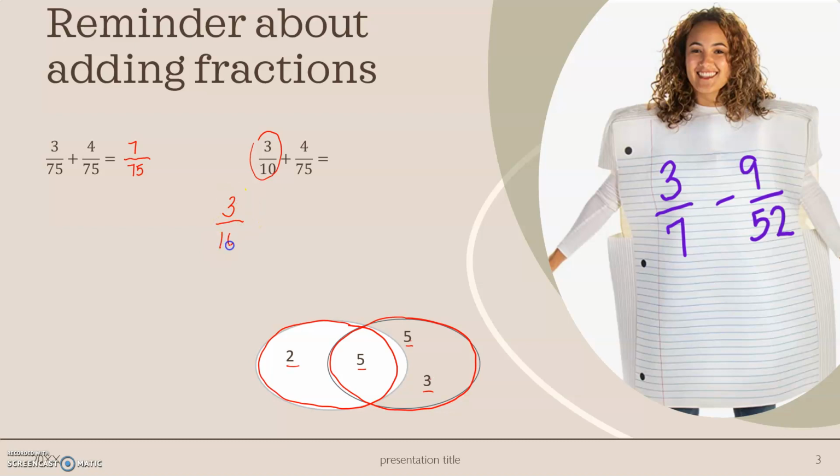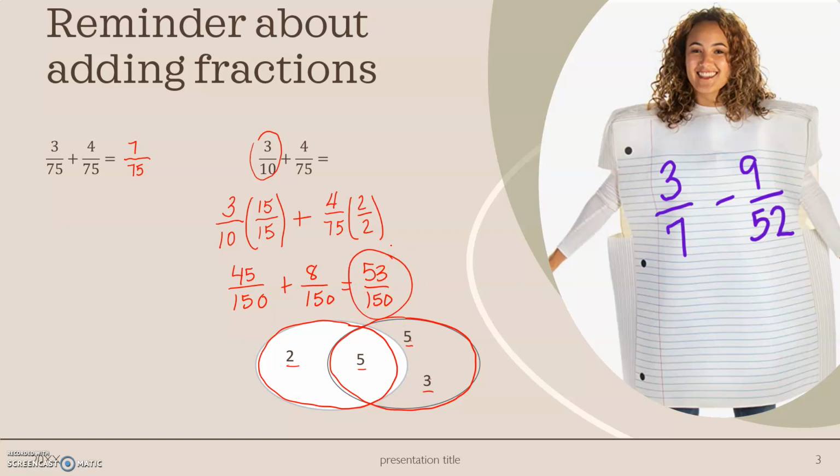So I'm going to take this fraction and I'm going to multiply it by 3 times 5 is 15. So I'm going to multiply it by 15 over 15. And the other fraction has everything except for the 2. So I'm going to multiply that fraction just by 2 over 2. So then I multiply it straight across and I get 45 over 150 plus 8 over 150. And I add and I get 53 over 150. And now I'm done because I found a common denominator so I could add my parts together.